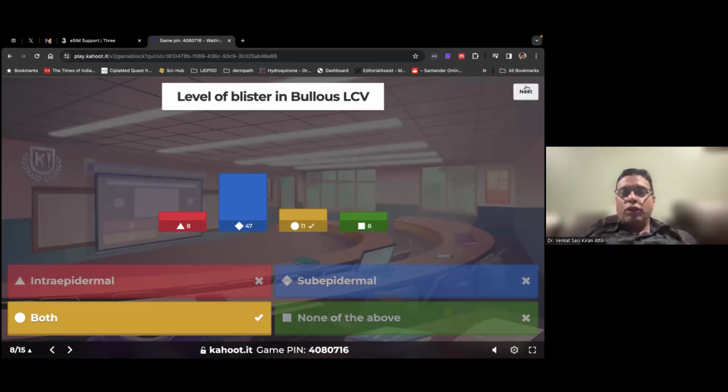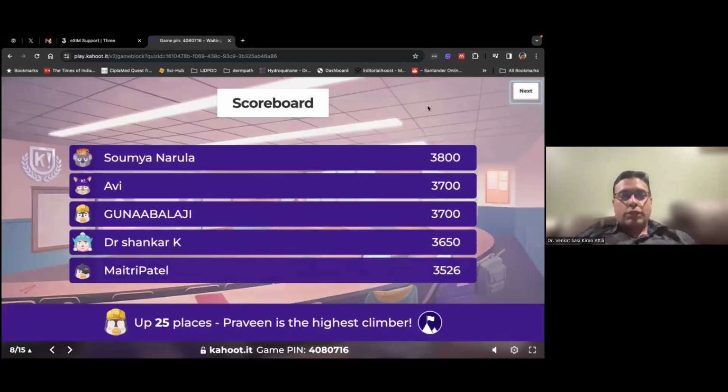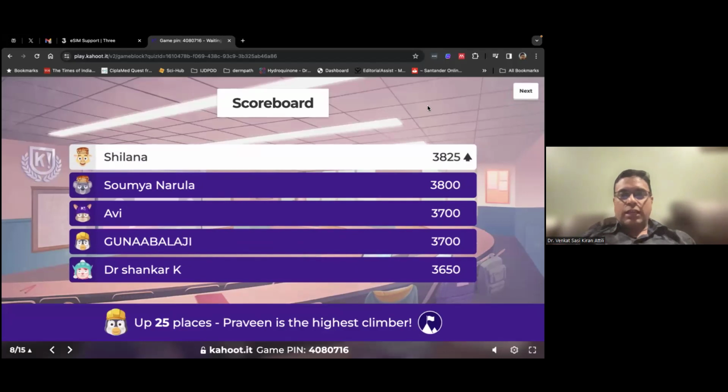And 11 of you have got it right out of 60 odd or so. So I think the leaderboard may change. Yeah, Shilana is on top, followed by Soumya, AVI, Gunabalaji, and Dr. Shankar. Up 25 places, excellent, is Praveen, who's the highest climber.